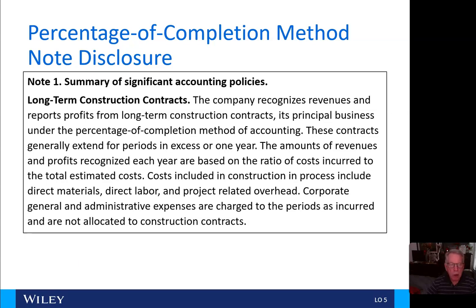Costs included in construction in process include direct material, direct labor, and project-related overhead. Corporate G&A are charged to periods as incurred and are not allocated to construction contracts.